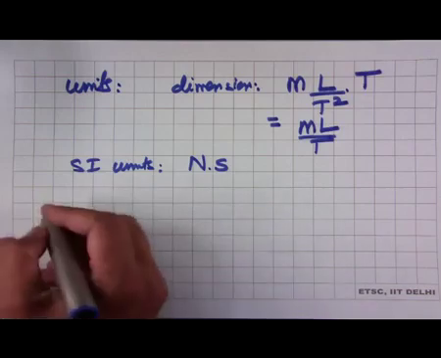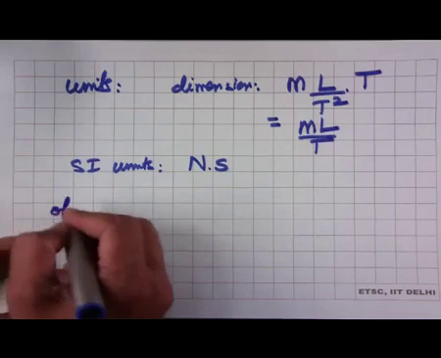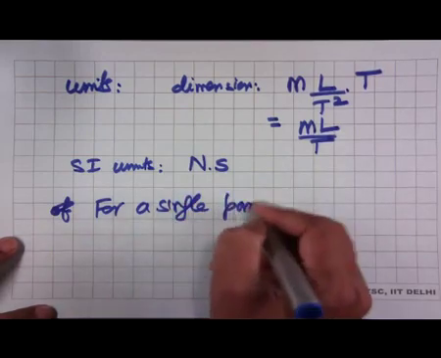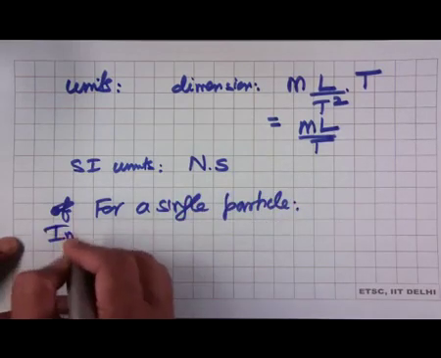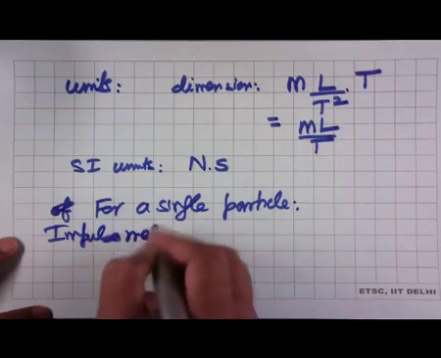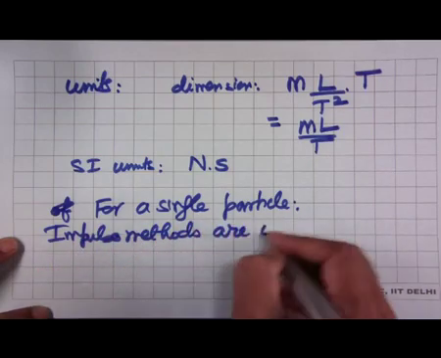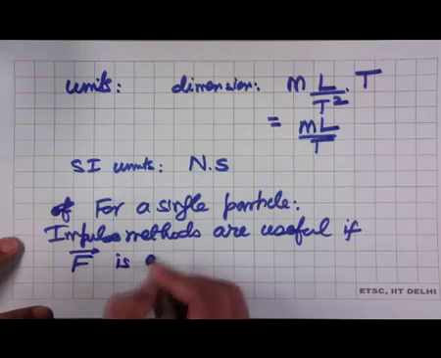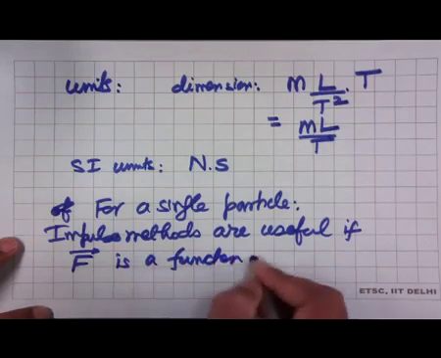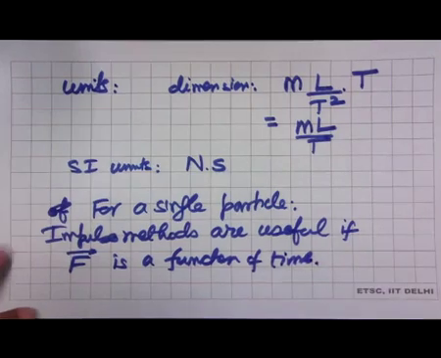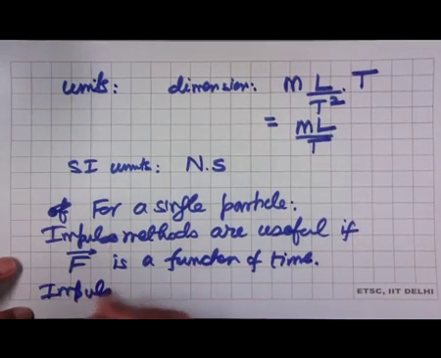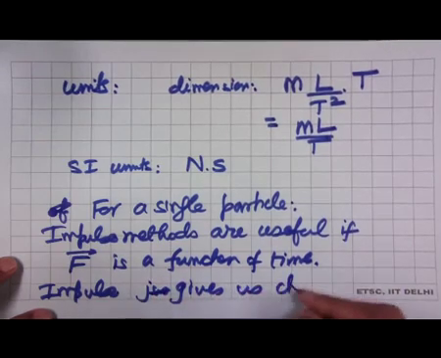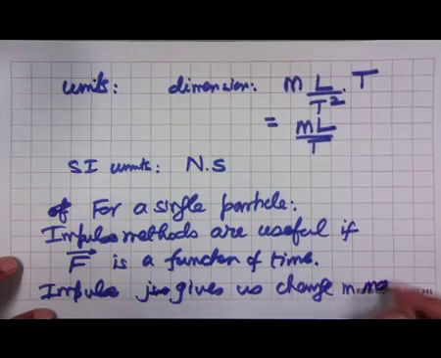Now, if we are talking of a single particle, impulse methods are useful if the force is a function of time. Then impulse just gives us the change in momentum.